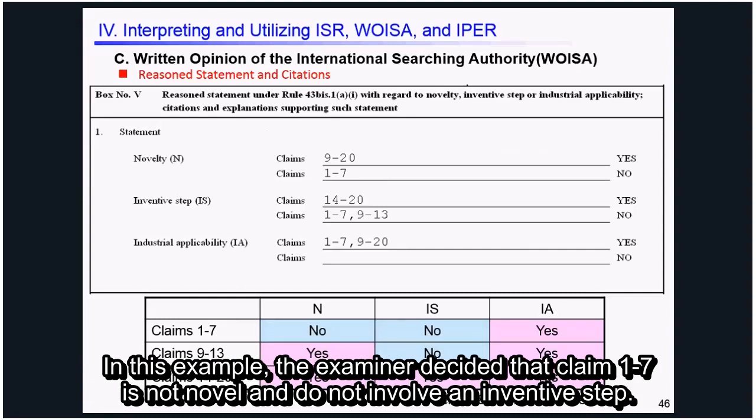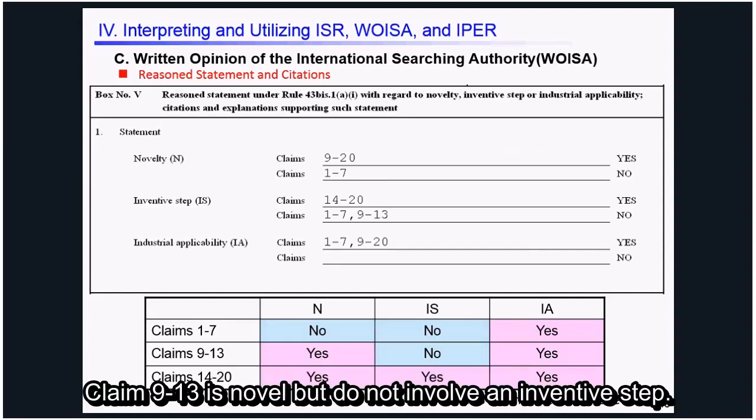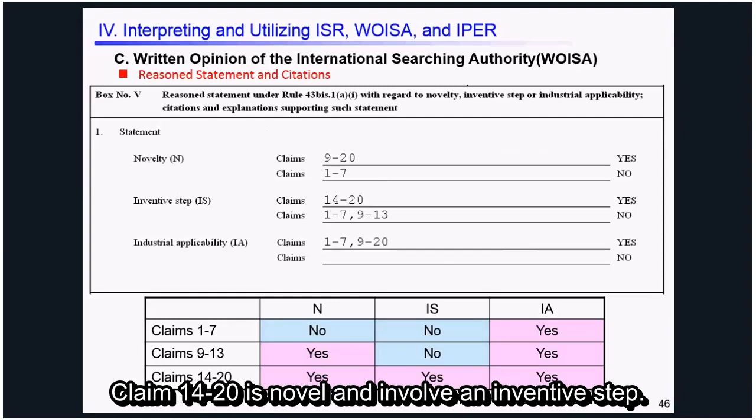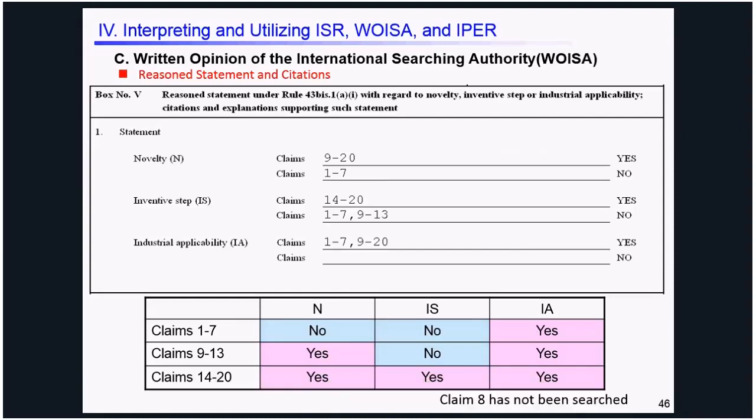In this example, the examiner decided that claims number 1 through 7 are not novel and do not involve an inventive step. Claim number 9 through 13 are novel but do not involve an inventive step. Claim number 14 through 20 are novel and involve an inventive step. All of these claims are found to have industrial applicability.